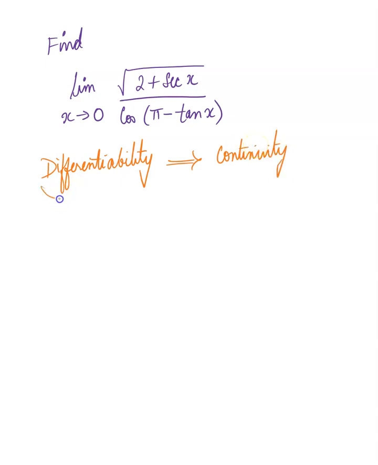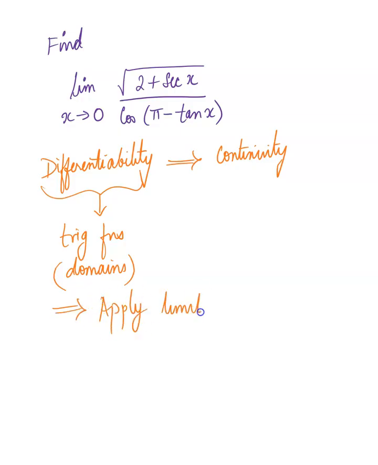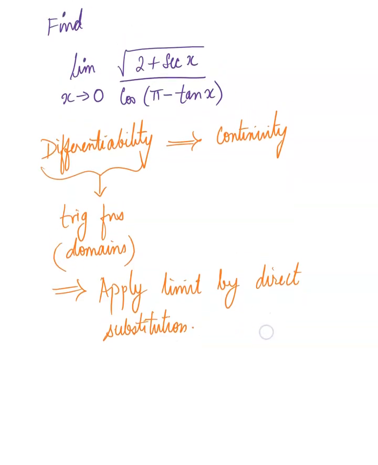And we saw that in terms of trig functions, they are differentiable in their natural domains. So because of that condition there, we can definitely apply the limit by direct substitution. Why? Because we are sure that if there is continuity, then the function value and the limit value will match. Remember those 3 conditions for continuity?